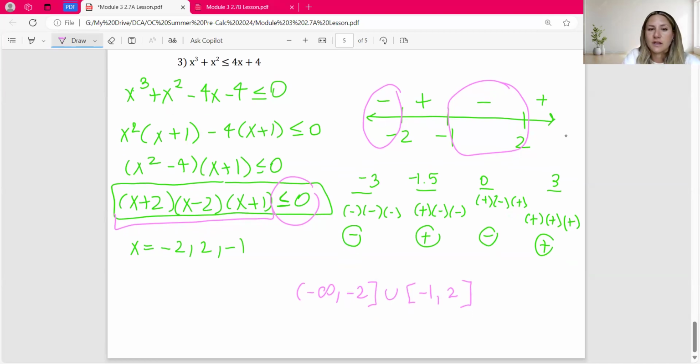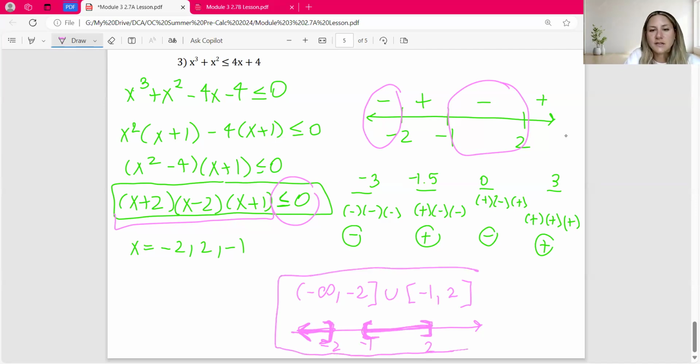And if I want to write or draw my answer on a number line, I'll have -2, -1, 2. I will have a bracket instead of that parenthesis we were looking at earlier and shade everything less than -2. And then I'll have brackets from -1 to 2 and shade everything between. Here's my interval notation answer and then also my number line answer.